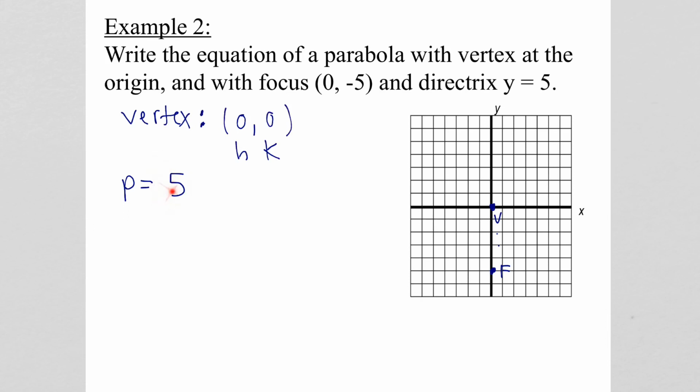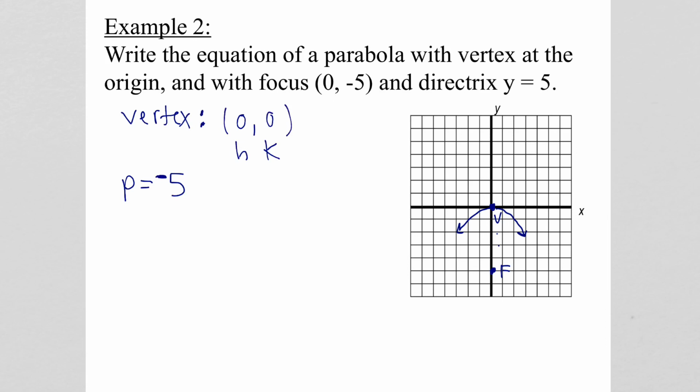And the next thing we need to decide is, is p positive or negative? Well, looking at the vertex, and this is the focus, remember that the curve has to have the focus point inside of that curve. And so the parabola must be facing down, and if a parabola is facing down, that means our p-value is negative. And so we have enough information to now write the equation of this parabola.